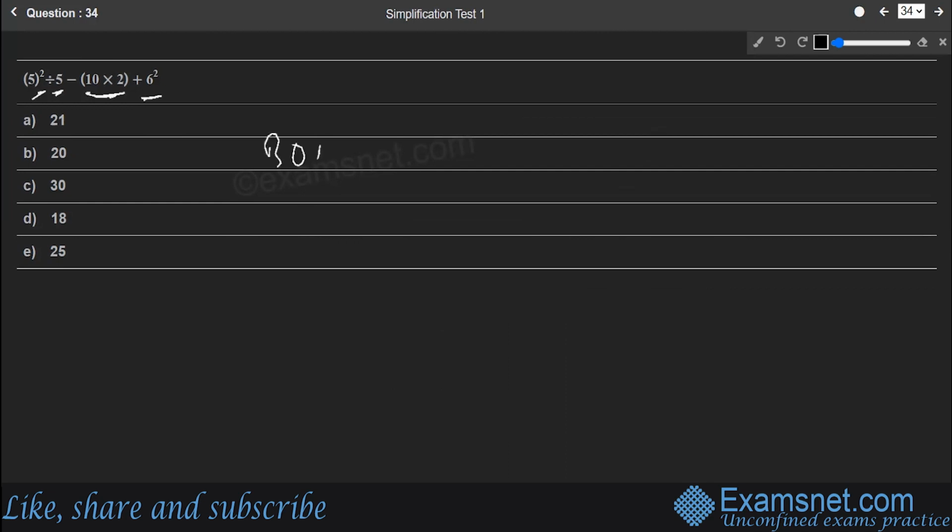So clearly the rule of BODMAS will have to be used. Let's just quickly write it. 5 square divided by 5 minus, there is a bracket and there is 10 into 2 in the bracket, plus 6 square. So first of all, we're going to solve the bracket.